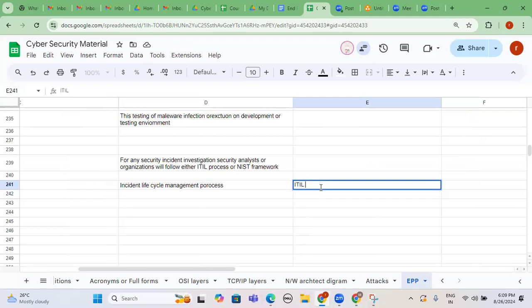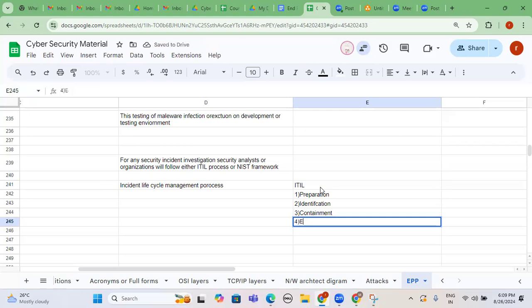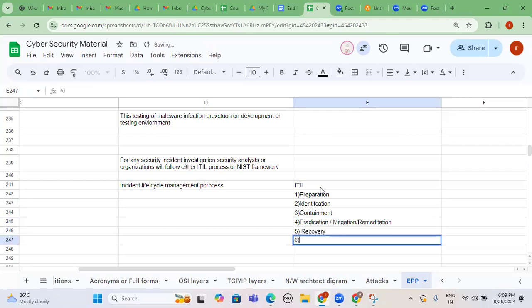So first is the ITIL oriented process. There are 6 phases as part of ITIL. First one is preparation. Second one is identification. Third one is containment. Fourth one is eradication, or mitigation or remediation. Fifth one is recovery. Sixth one is lessons learned, which is also called a post-mortem report.